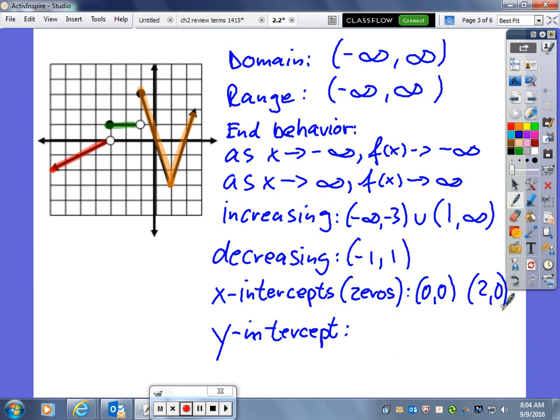And we have one y-intercept, which is at the origin. Remember, whenever a graph goes through the origin, that's both an x-intercept and a y-intercept. Very good. Now go ahead and watch the second video that concludes today's lesson.